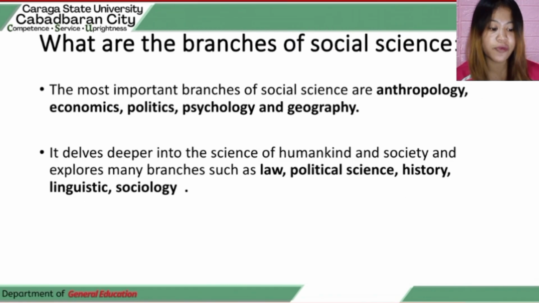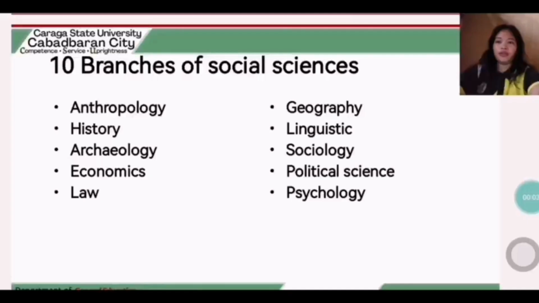What are the branches of social science? The most important branches of social science are anthropology, economics, politics, psychology, and geography. It delves deeper into science and humankind and society and explores many branches such as law, political science, history, linguistics, and sociology.